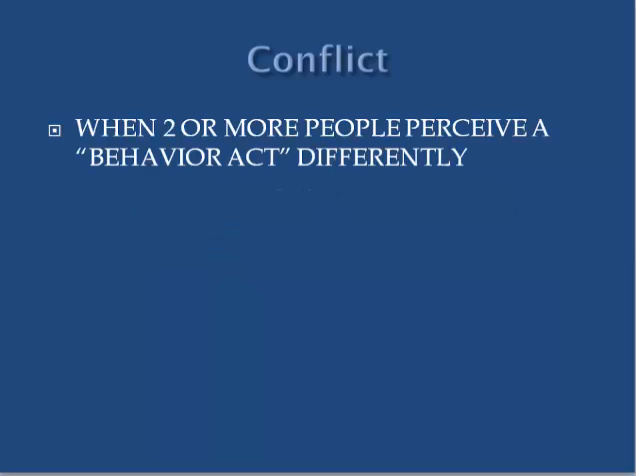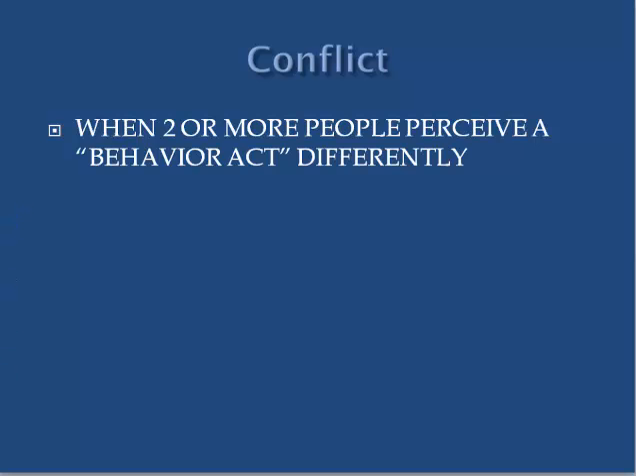Now, a conflict is when two or more people perceive a behavior act differently. We're going to talk about perceptions in a second, but something has to happen between two individuals, and this is the behavior act. It can be a good behavior act, a bad behavior act, or a neutral behavior act. But there has to be something that happens between two individuals. The other person, when they view that behavior act, their perception of it is different than your perception. And this is what causes a conflict. Okay?